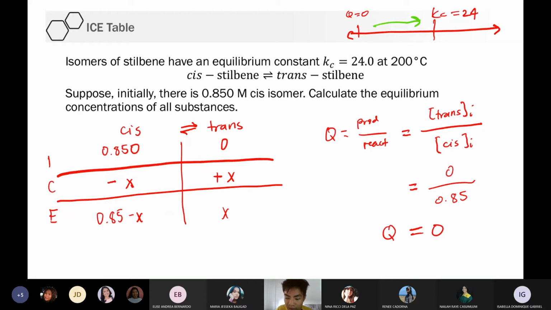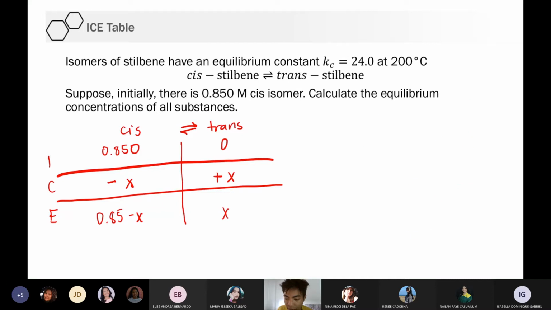Okay. So again, ano gagawin mo sa equilibrium row? Sa equilibrium row, what you're going to do is just add I and C. Pagsamahin mo lang yung I and C, you will get the E, no? Yung equilibrium. So ganun lang yung pag-setup ng ICE table. And then the rest is algebra. Okay? So start na tayo sa algebra ulit, no?